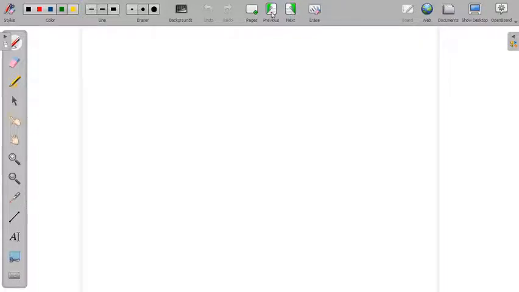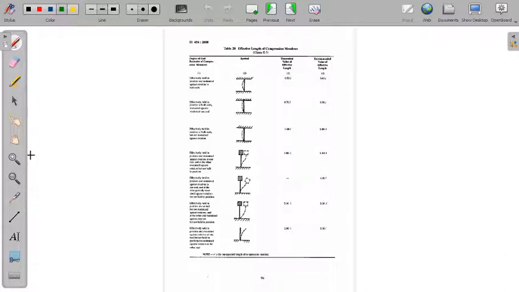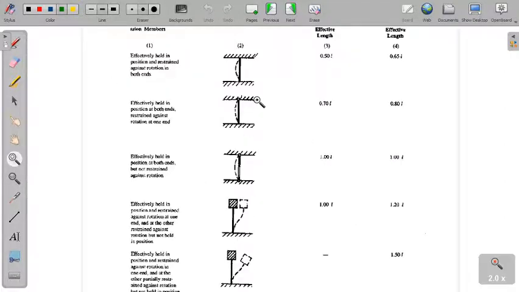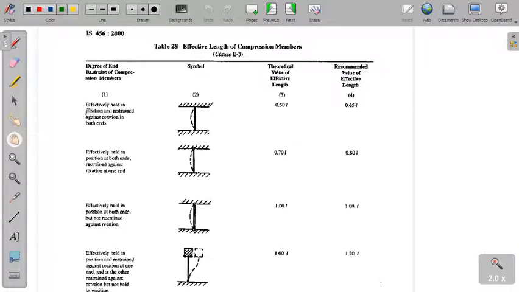Okay, if you see the codebook, this is a copy of the codebook that I have brought for you. If you see here, the degree of end restriction of compression member, the symbol is given, and the theoretical value of the effective length and the recommended value of the effective length. We will be using the recommended value of the effective length. So the first one: effectively held in position and restrained against rotation at both ends. So it is held in position and rotation, both are blocked. Theoretical value is 0.5 L, but the recommended value is 0.65 L. So we will be using 0.65 L.